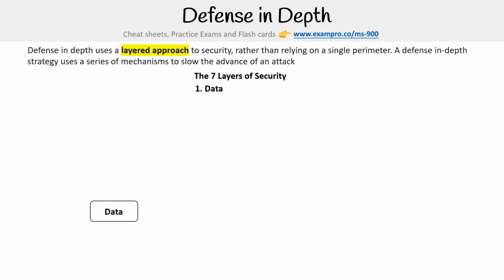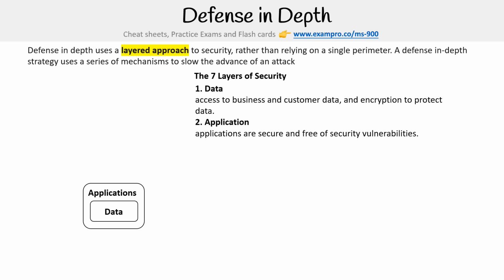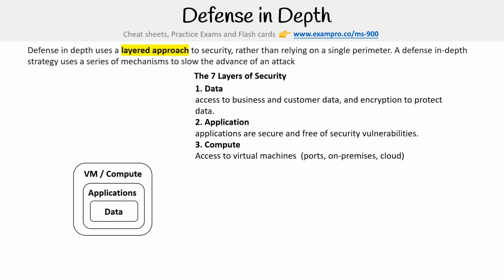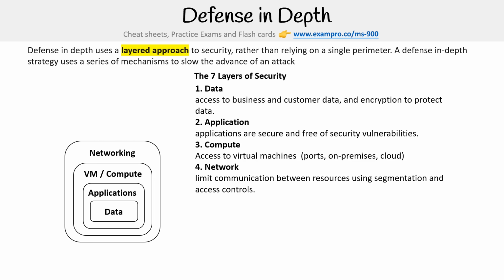At the core, we have data, so access to business and customer data and encryption to protect data. Then we have application, so applications are secure and free of security vulnerabilities. Then you have compute, so access to VMs, ports, on-premises, and cloud. And then network, so limit communication between resources using segmentation and access controls.